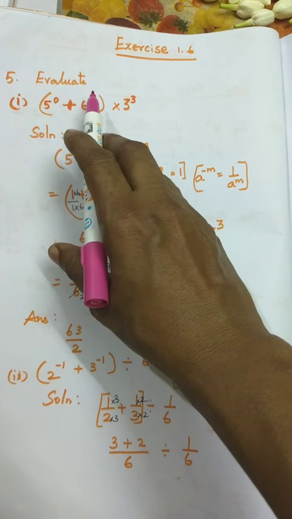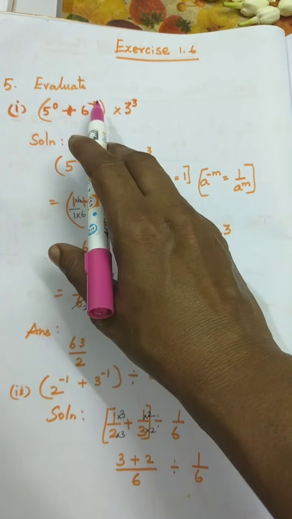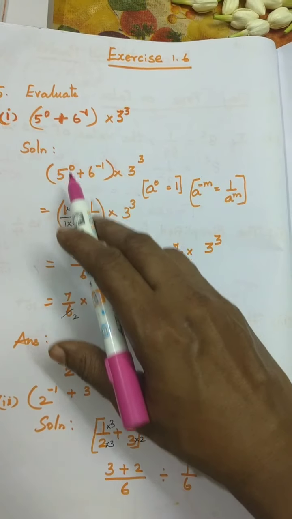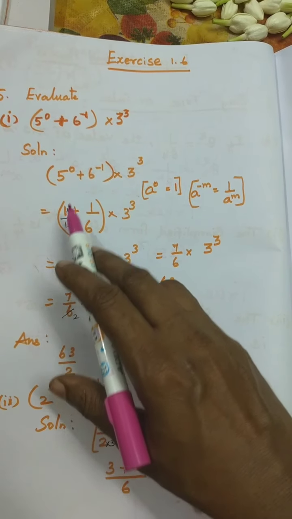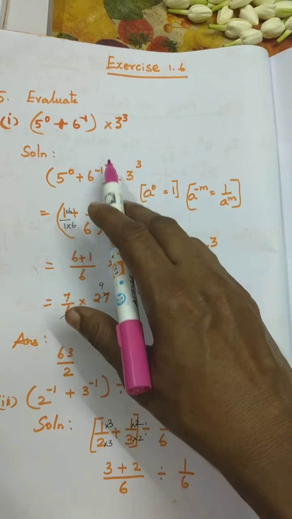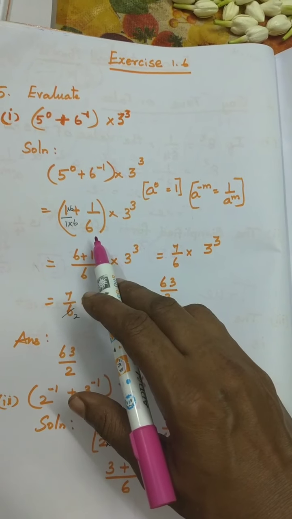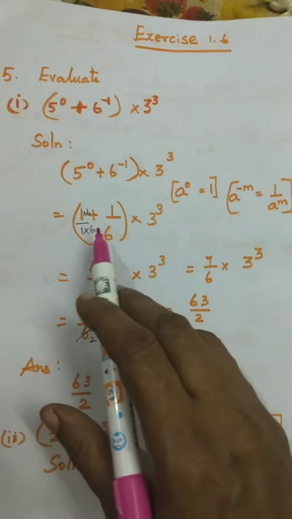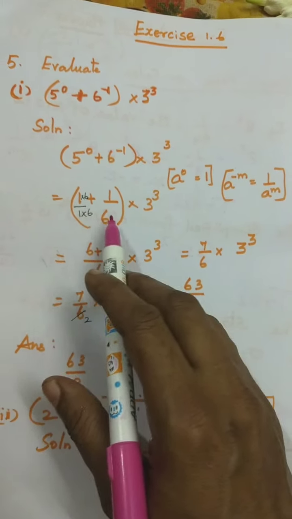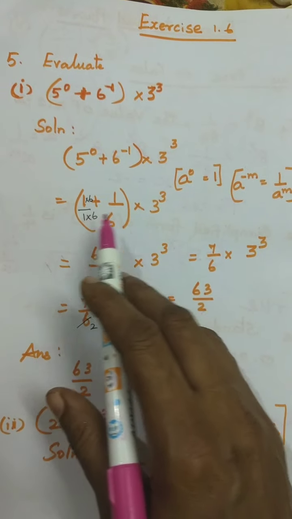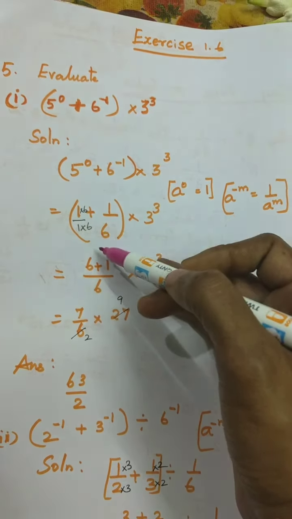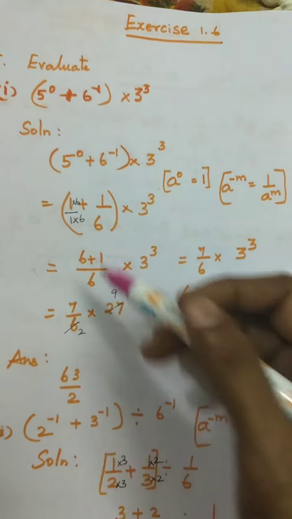First, fifth sum. Evaluate 5 power 0 plus 6 power minus 1 into 3 power 3. Okay. 5 power 0, that is 1, plus 6 power minus 1 we can write as 1 by 6, isn't it? Into 3 power 3. Now if you want to add these two, you have to make the denominator same. So you multiply both numerator and denominator by 6. Here the LCM is 6.